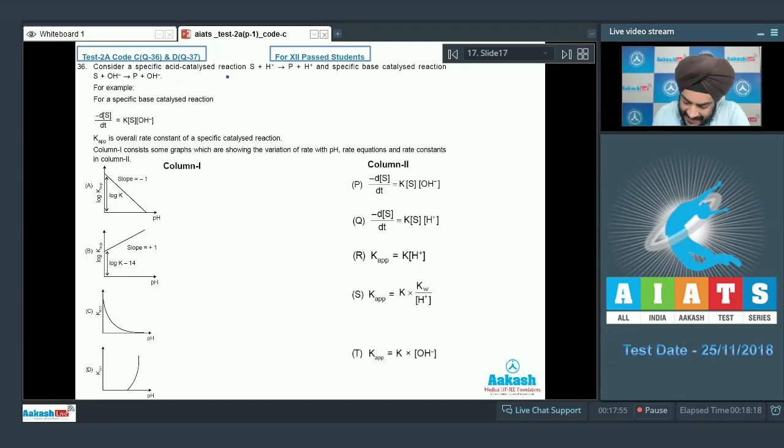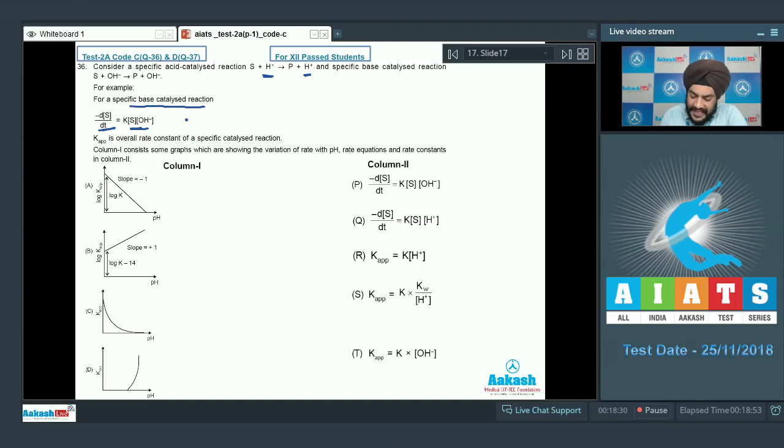Consider a specific acid catalyzed reaction S plus H plus giving us P plus S plus. So S plus is acting as a catalyst and it is remaining unaffected during the course of the reaction. And in a specific base catalyzed reaction, similarly, the H plus has been replaced by the OH minus. For example, in a specific base catalyzed reaction, the rate of reaction, which is minus dS by dt, can be written as K into concentration of S, which was the reactant or the substrate, into the concentration of OH minus. So we're talking about the specific base catalyzed reaction in this case.